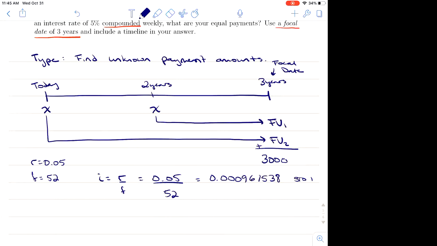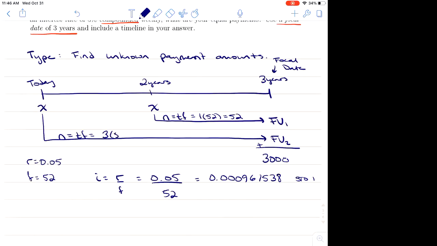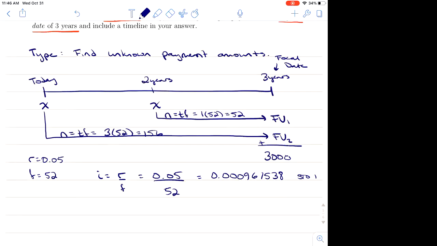To complete this timeline, because we're talking compound interest, I have to put the number of compoundings on each of these arrows. n is time times the frequency. The time length of the arrow I'm on is only 1 year, between 2 years and 3 years, so it's 1 year times the frequency of 52. I've got 52 compoundings in there. For this next one, n is time times the frequency again. The time between today and 3 years from now is 3 times 52, I get 156. Now we have this complete timeline.